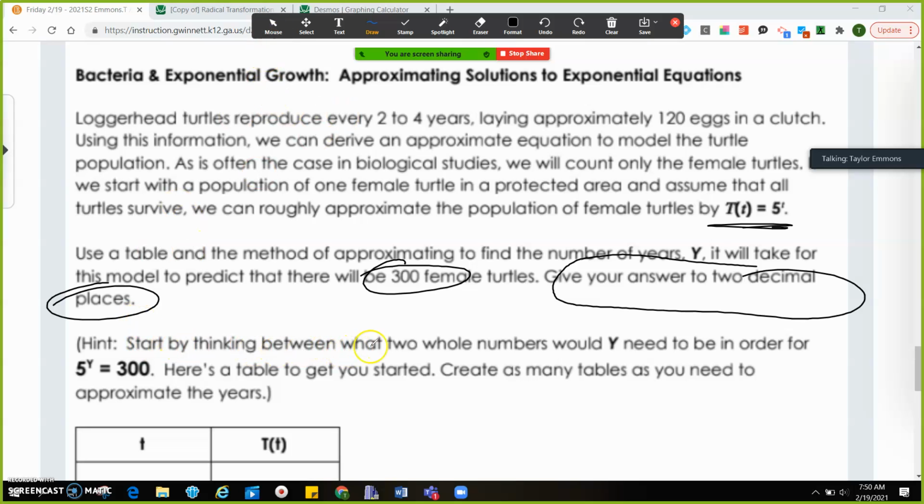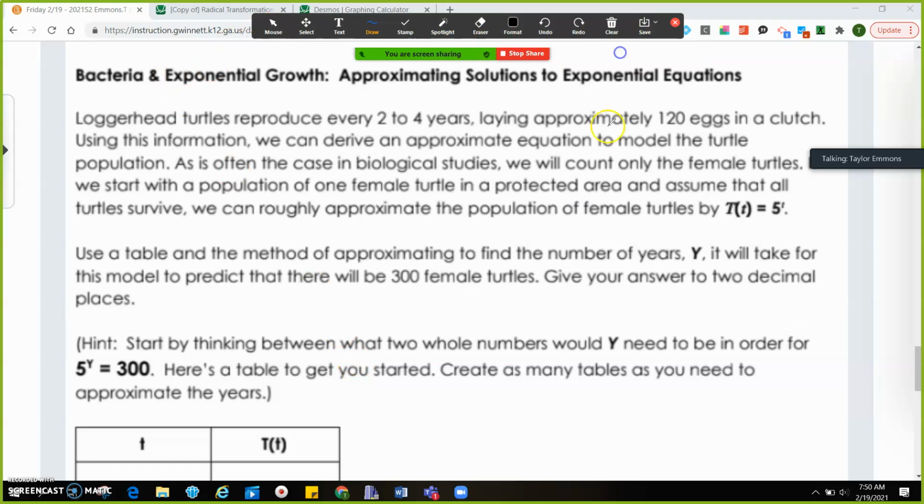So it says, start by thinking between what 2 whole numbers would y need to be in order for 5 to the y power equals 300. Here's a table to get you started. Create as many tables as you need to approximate the years. Okay, so I'm going to come down here.